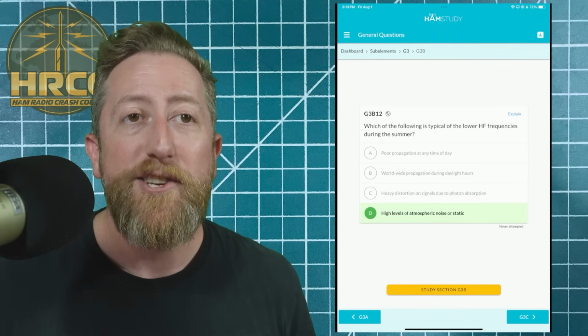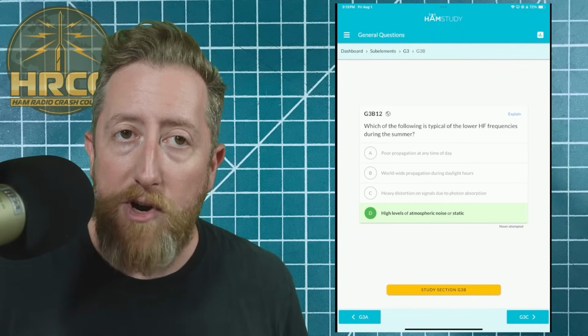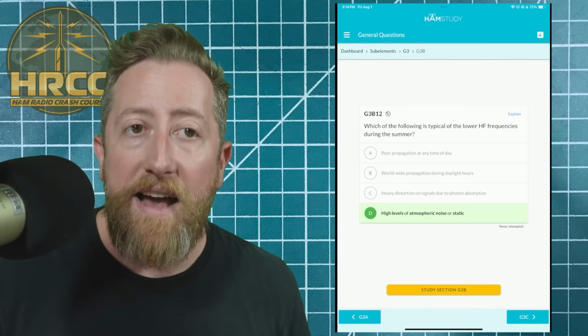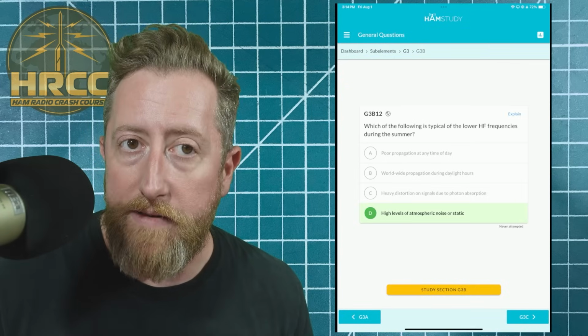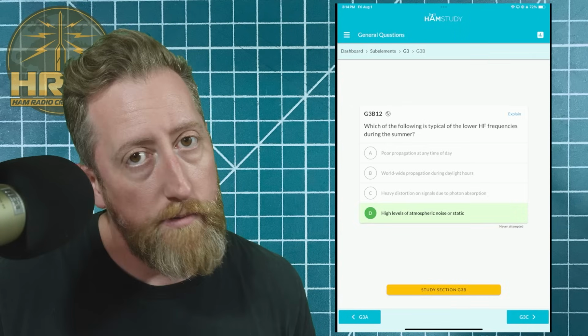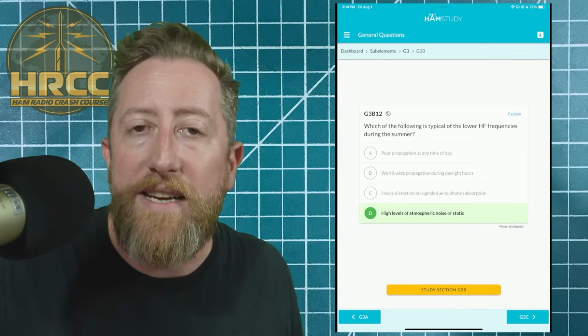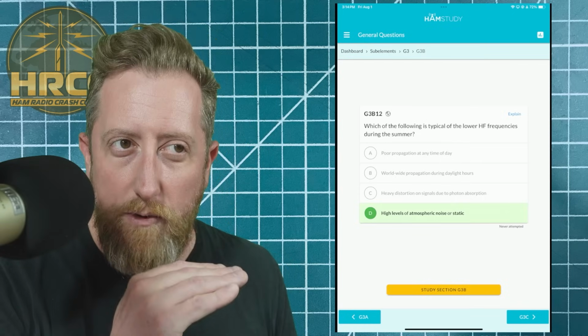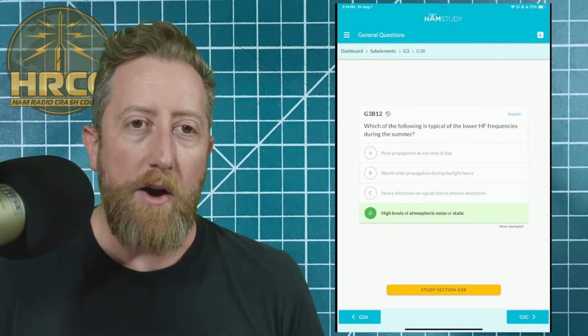Question 12. Which of the following is typical of the lower HF frequencies during the summer? D, high levels of atmospheric noise or static. So there you go. Summer months tend to be a little bit louder with atmospheric noise, so you might notice that the noise on your radio is a little bit higher.